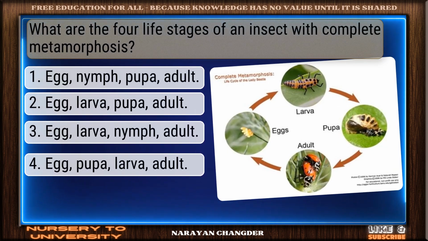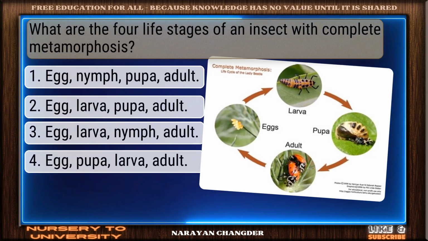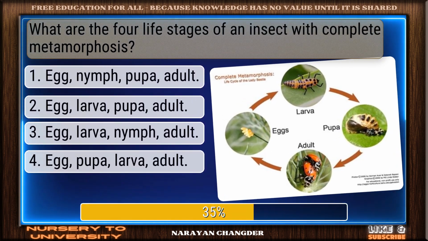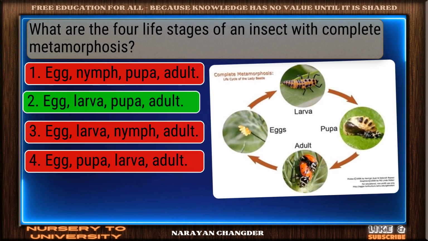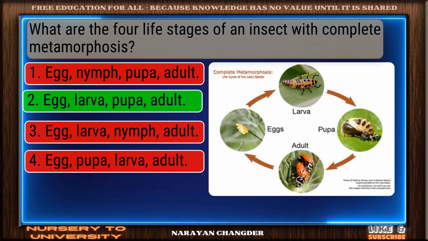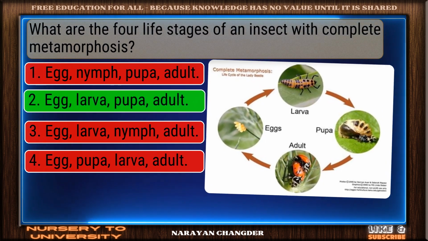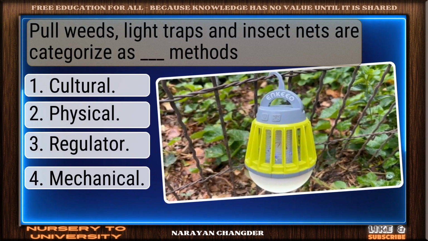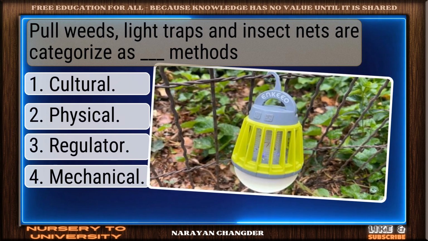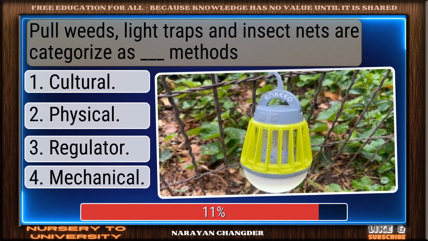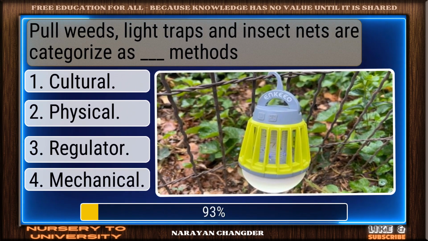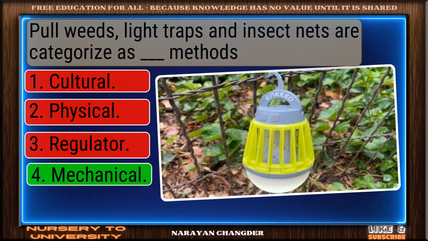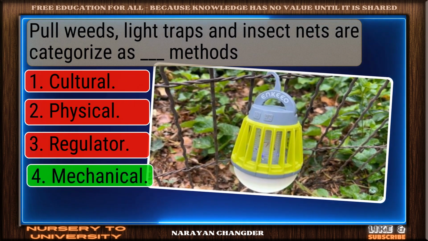What are the 4 life stages of an insect with complete metamorphosis? Good job. Your answer: egg, larva, pupa. Adult works well here. Pull weeds, light traps, and insect nets are categorized as dash methods. Sharp thinking. Mechanical is the right choice.